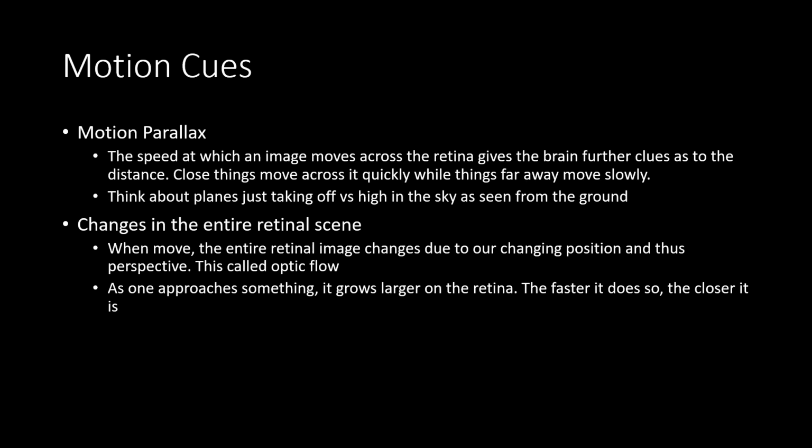Finally, there are motion cues. Here, the first is referred to as motion parallax, and this is talking about the speed at which an image moves across the retina. Now, the way this works is that objects that are close to us will tend to move across the retina very quickly, whereas things that are far away will tend to move much slower.